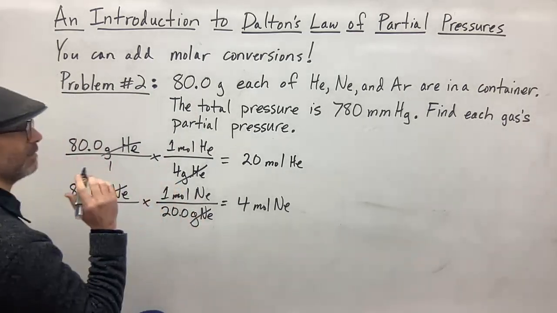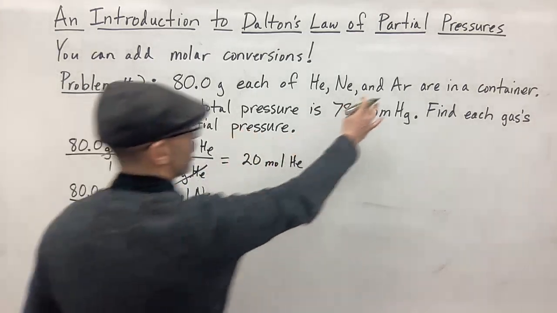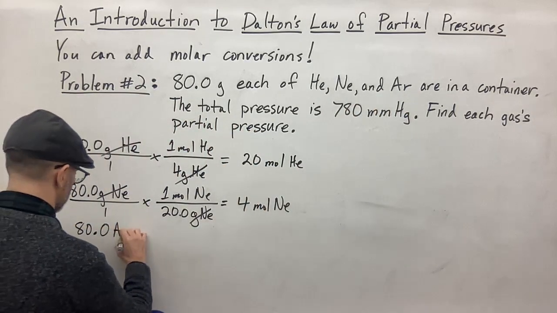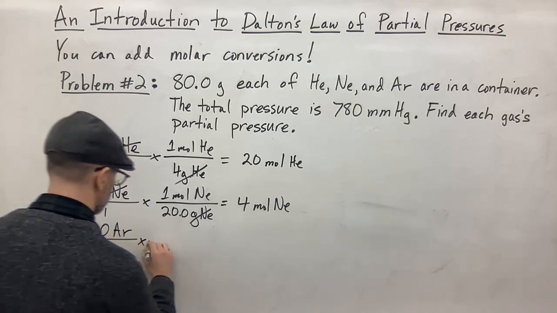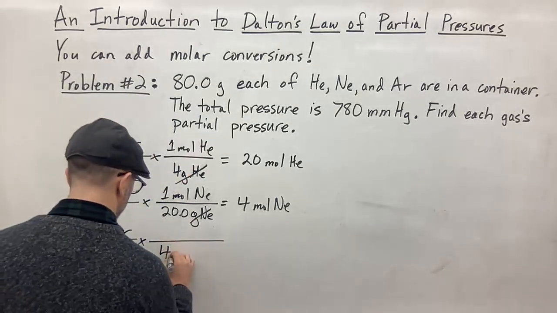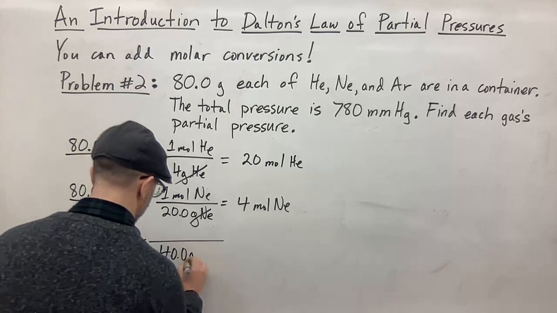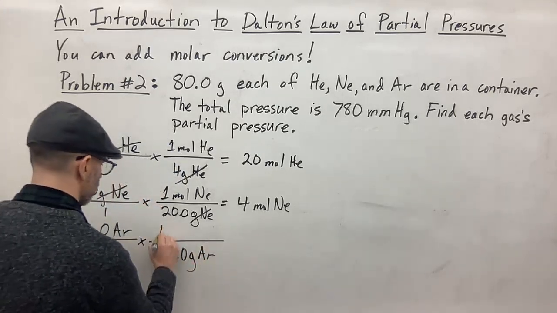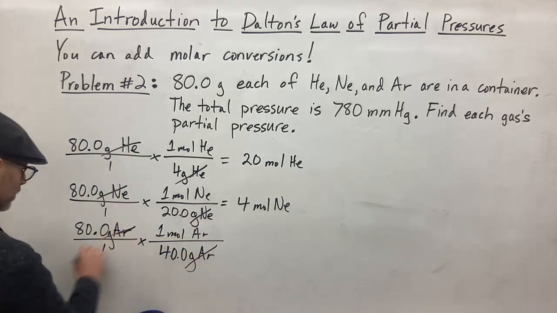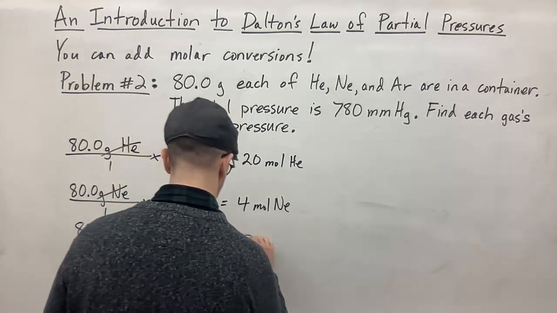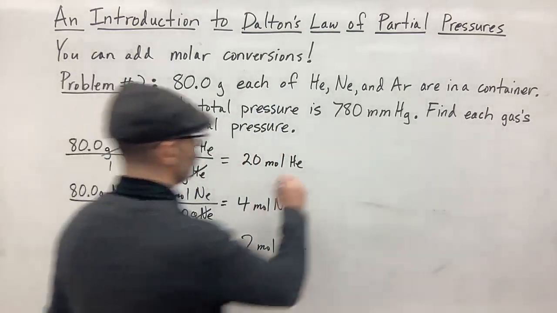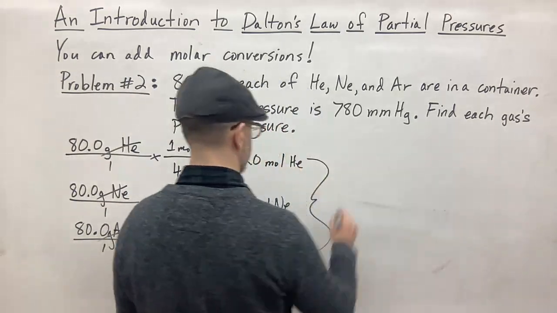And then finally we have argon. So we have 80 grams of argon over 1. And again, we're going to use the molar mass of argon, which is 40. So 40.0 grams of argon for every 1 mole of argon. Grams of argon cancel out. And here we have 2 moles of argon. So the total number of moles is 26.